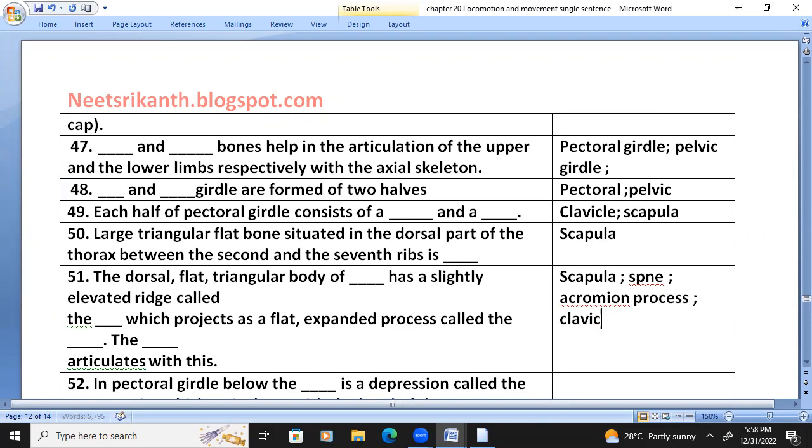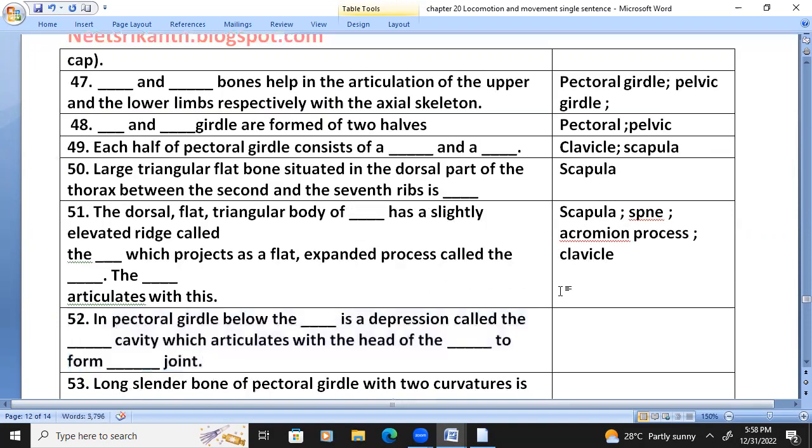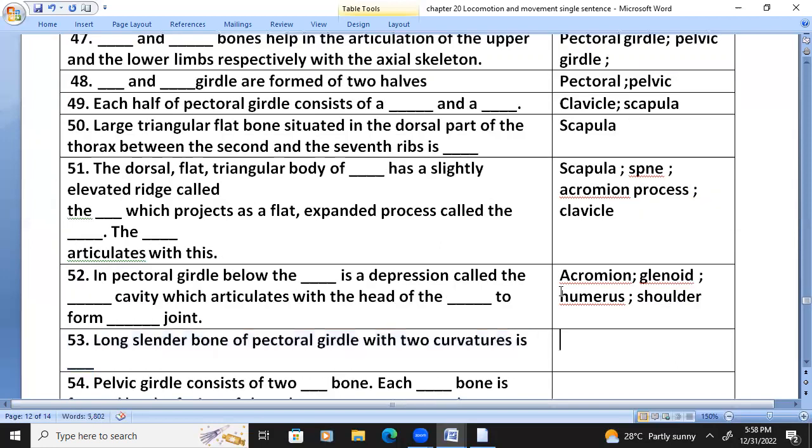The clavicle articulates with the acromion process. Below the acromion process is a depression called the glenoid cavity, which articulates with the head of the humerus to form the shoulder joint, which is a ball and socket joint. The long slender bone of the pectoral girdle with two curvatures is called the clavicle.